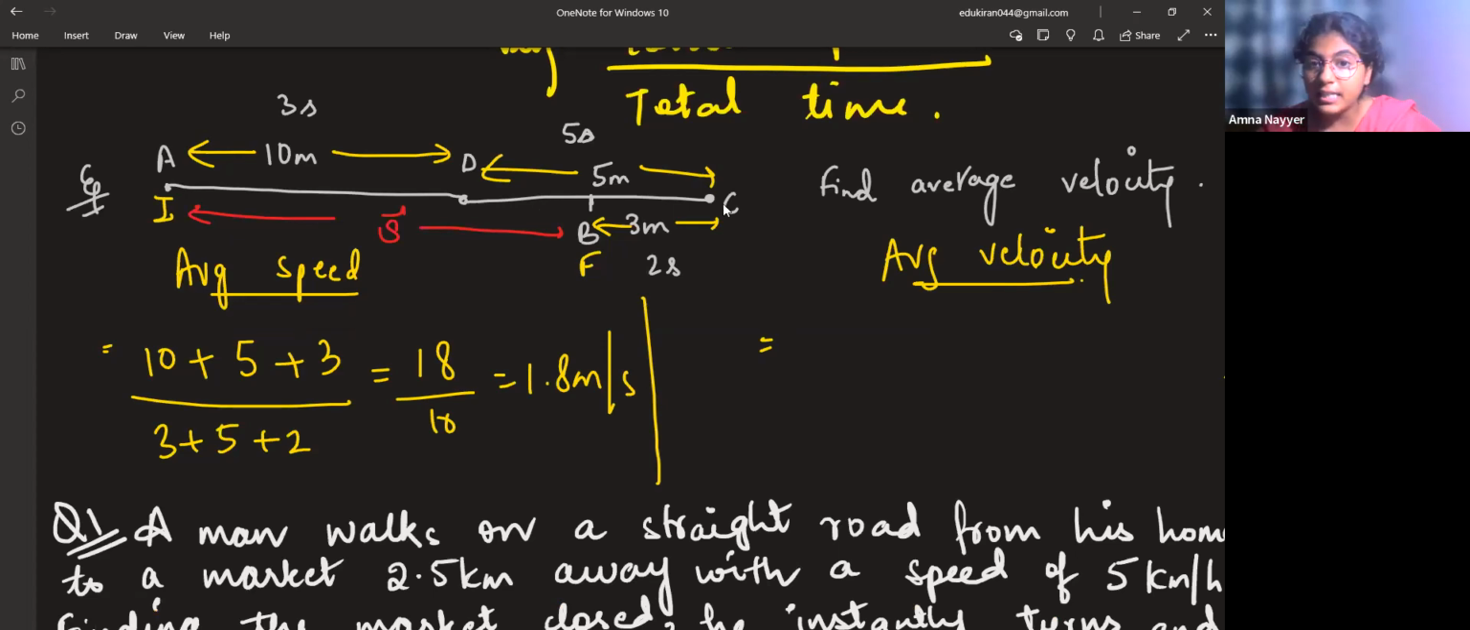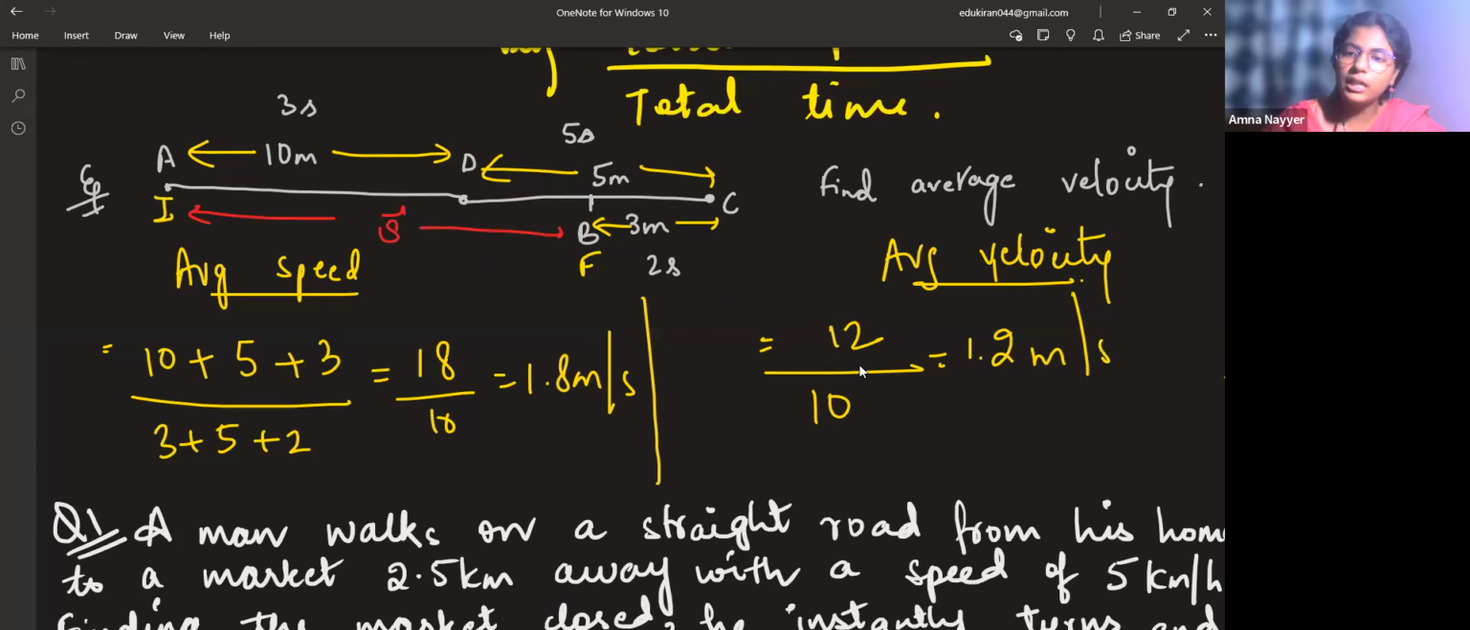We took the entire distance. We added this 3. Right now, we are subtracting this 3. So this becomes 12 by 10, that is 1.2 meter per second. 10, because total time is 10. So total displacement by total time. Quickly note it down.